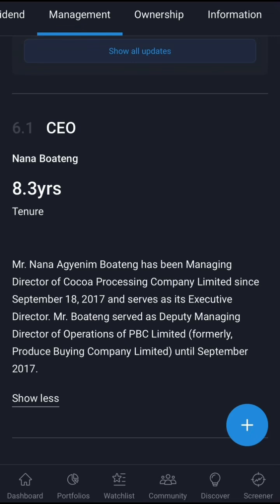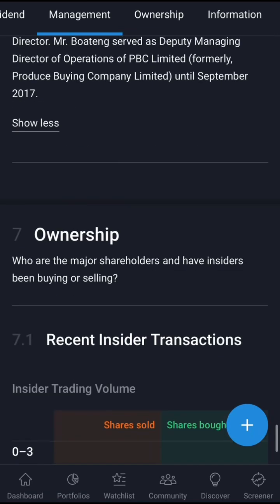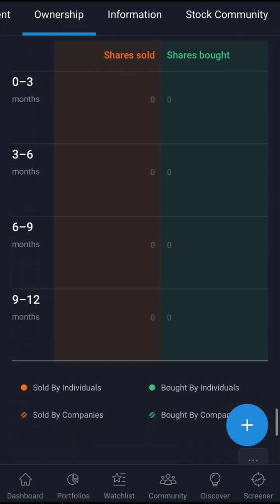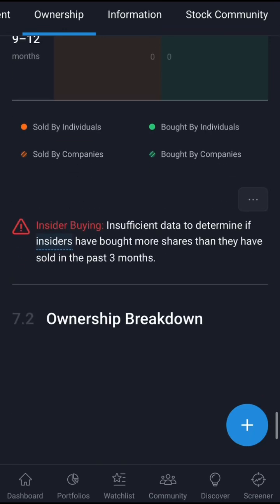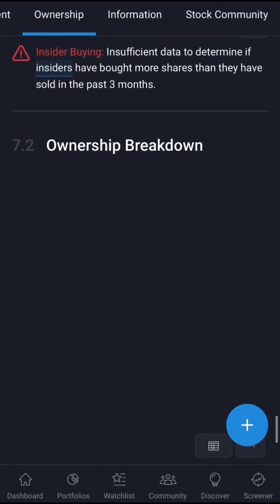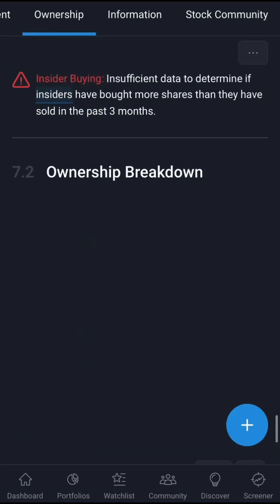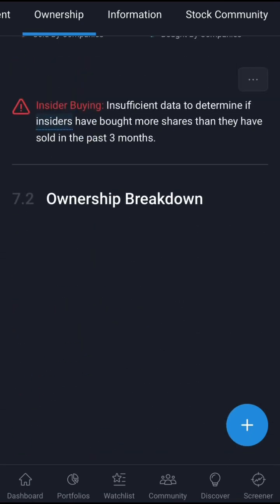And also looking at management, the CEO is Nana Boateng, and you can find some key information or read about him. His tenure of office is around 8.3 years, and you can see the ownership here. For the Cocoa Processing Company, the share breakdown or the ownership breakdown is not available, so I don't have much data on the ownership breakdown.